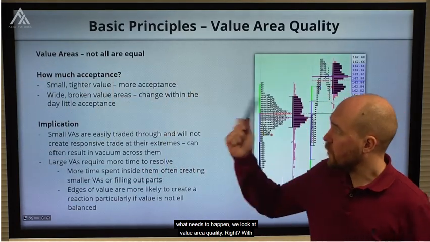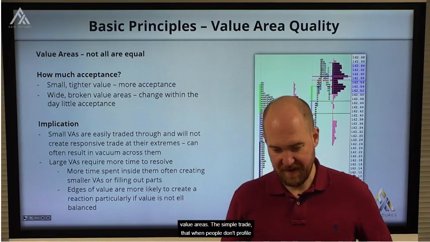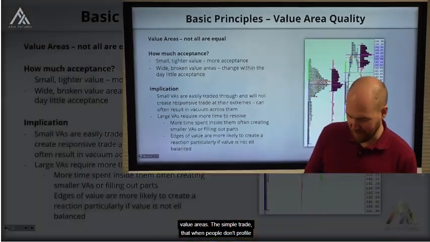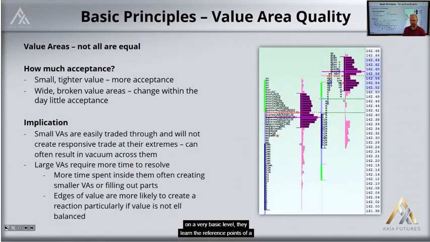Right, with value areas, the simple trade. I think that when people learn profile on a very basic level, they learn the reference points of a profile. They learn what the value area high is, the value area low, the VPOC. And they assume that there's going to be a reaction from each of these as if they were a level. And you will get situations where that works. But that's not really good enough, because with a profile, you will have a value area high and value area low every single day. If you trade each of those as a level every single day, I have a very strong guess, and I've not done the stats on this, that you will not end up making money. Too many of these will not work.